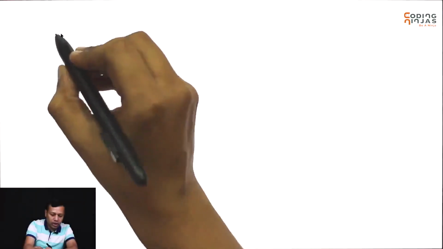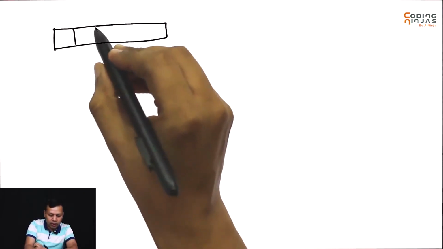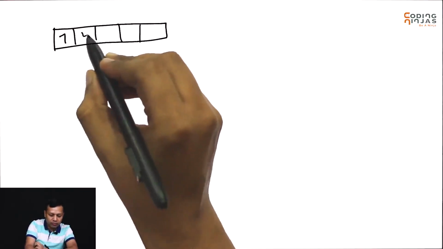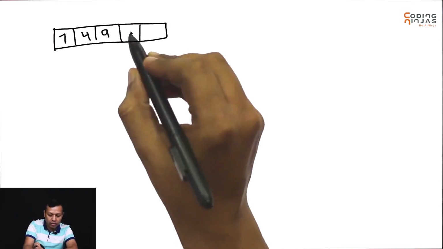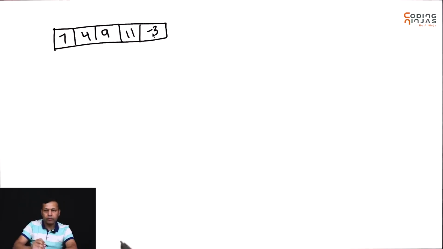Okay, so we are given an array. The array has some elements. Let's say it has 5 elements: 7, 4, 9, 11, minus 3. Okay, so there is an array which has integer elements and we need to find the sum of these elements. Alright, so how to go about the same?